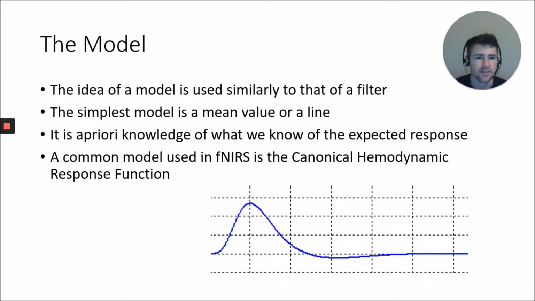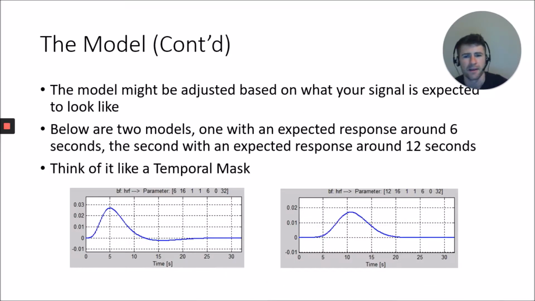The canonical hemodynamic response function, or HRF, is widely used in fNIRS and fMRI, and it's pretty much the standard go-to for any type of response model. You would use this based on some knowledge, usually some research or pilot studies, something that you received this model from, and this is what you expect your response to look like.